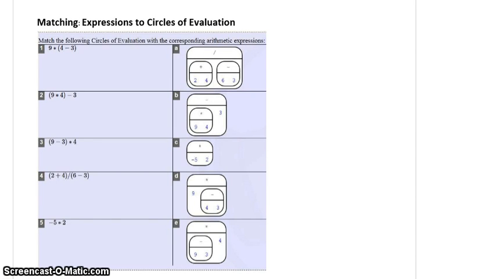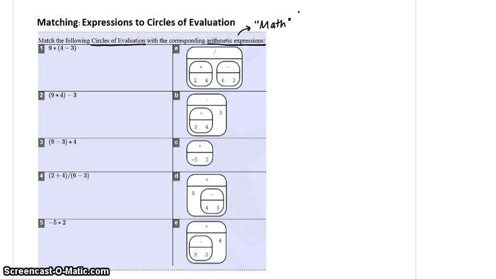In this video, we'll be taking a look at pages 3 through 6 of the Lesson 2 packet. So this is part 2 of the Lesson 2 video. On page 3 of your Lesson 2 packet, you'll see a matching exercise where you are asked to match the circles of evaluation shown on the right with the corresponding arithmetic expression. Now what that means is just we're matching it with the math that's over in the left-hand column.